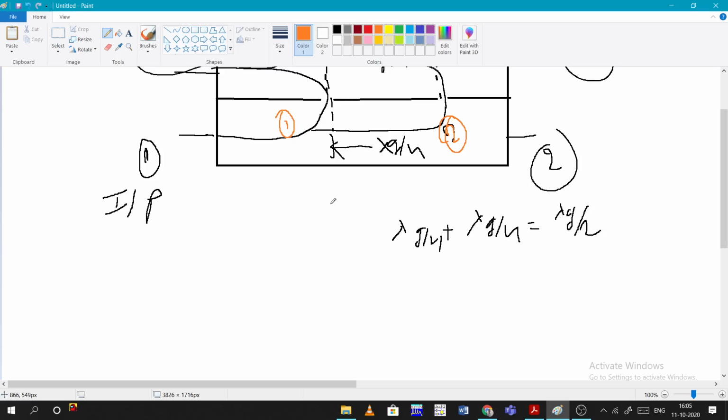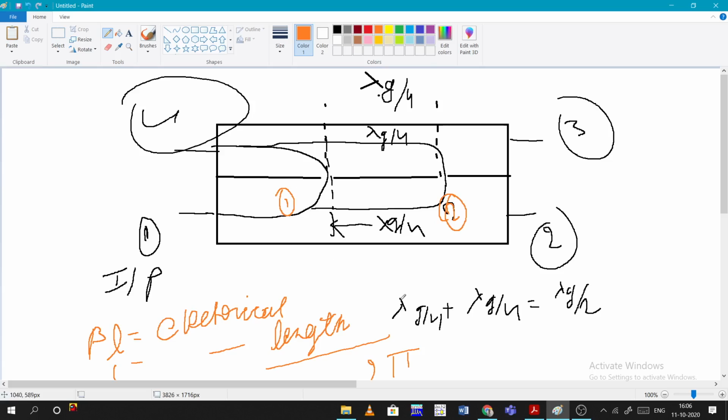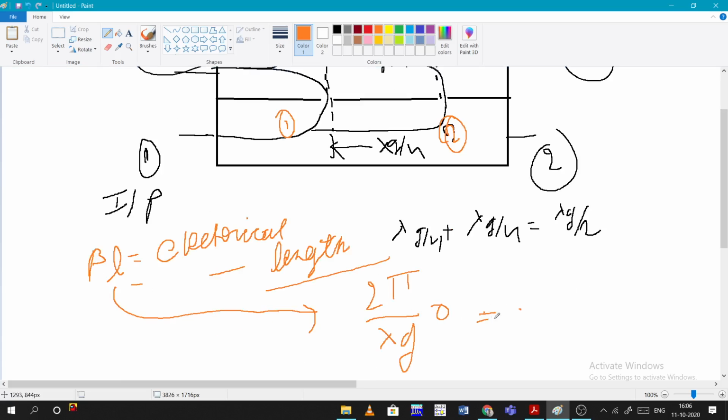Now let's find beta L for this. Beta L is called the electrical length. Beta L can be expanded as follows: beta is 2 pi by lambda g, where lambda g is the waveguide wavelength, and L is the total length traveled by the wave. For the first wave it has traveled 0, so beta L will be 0. We'll denote this as equation 1.